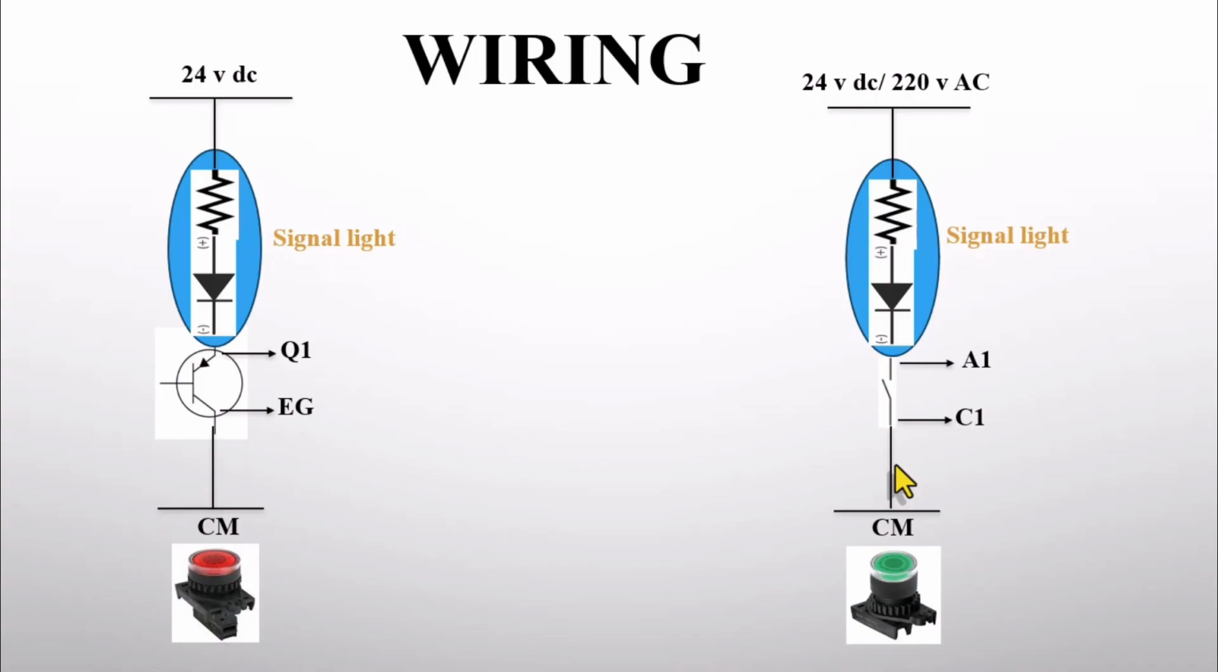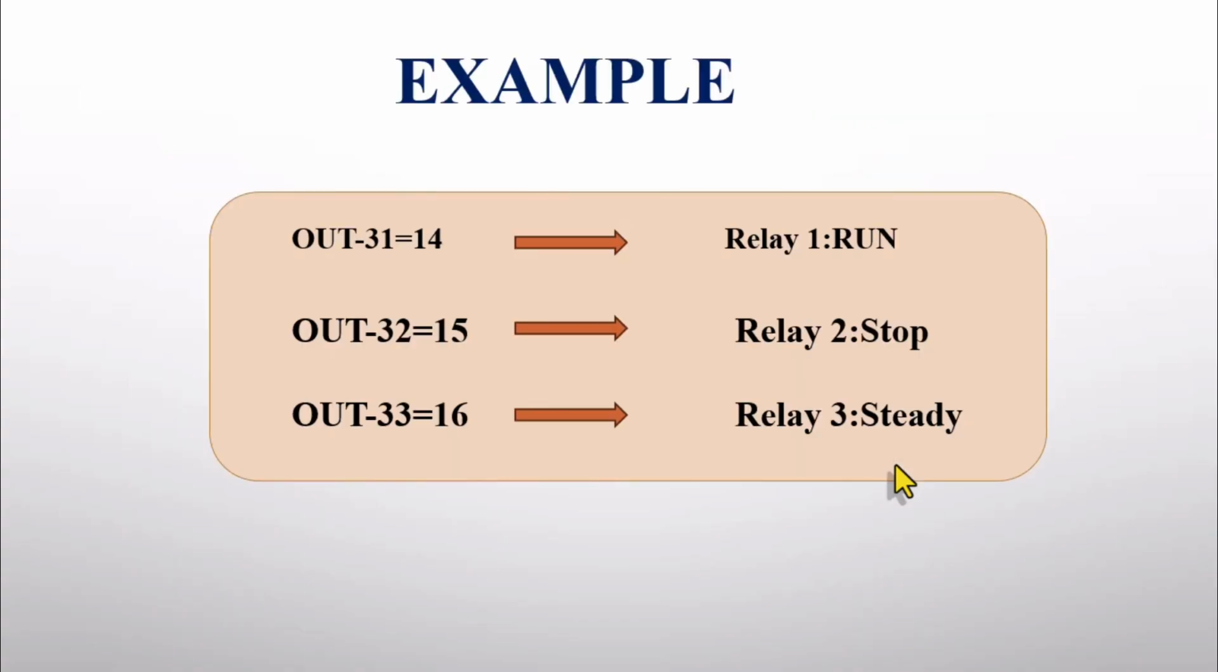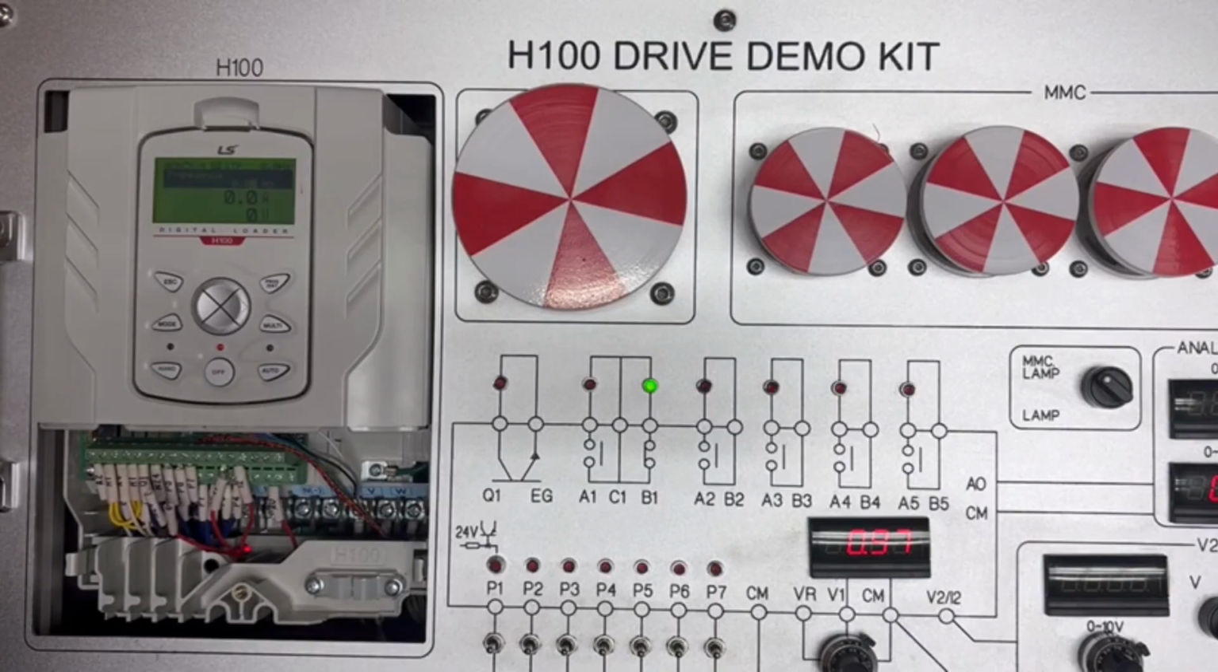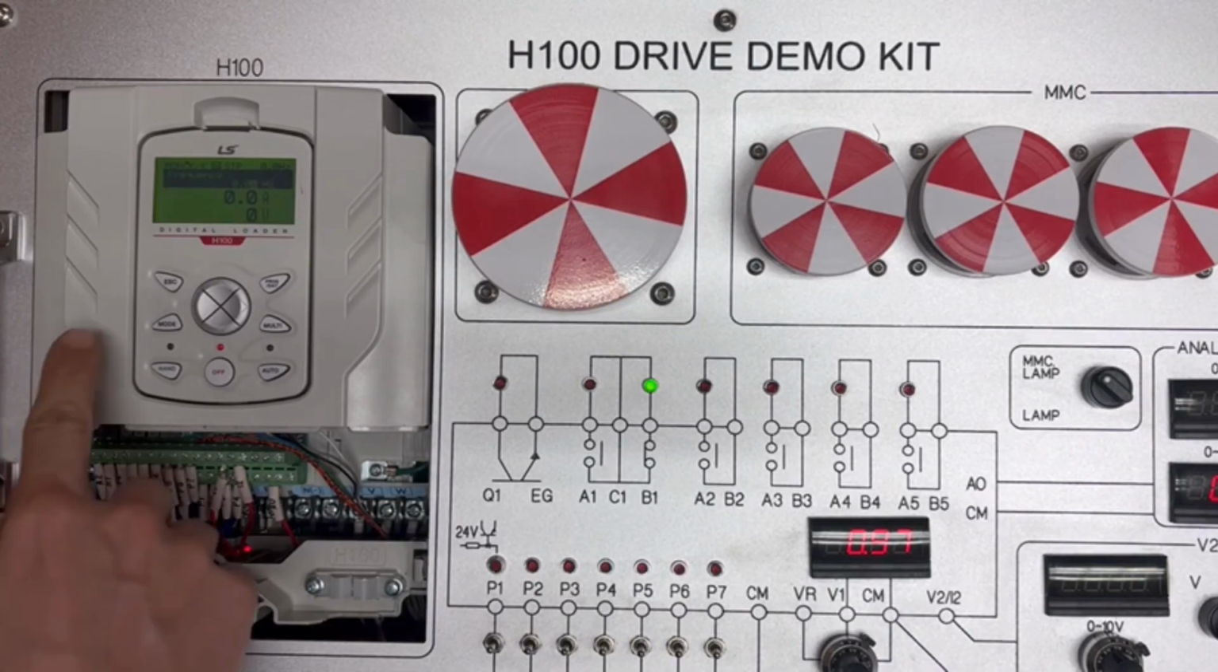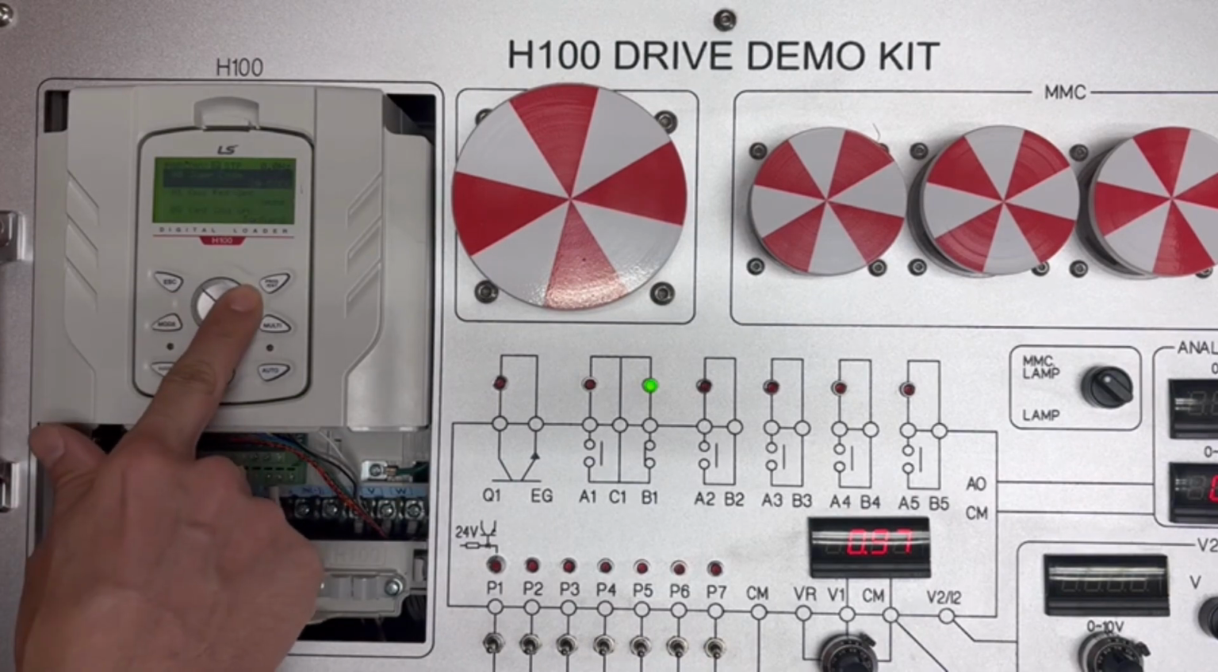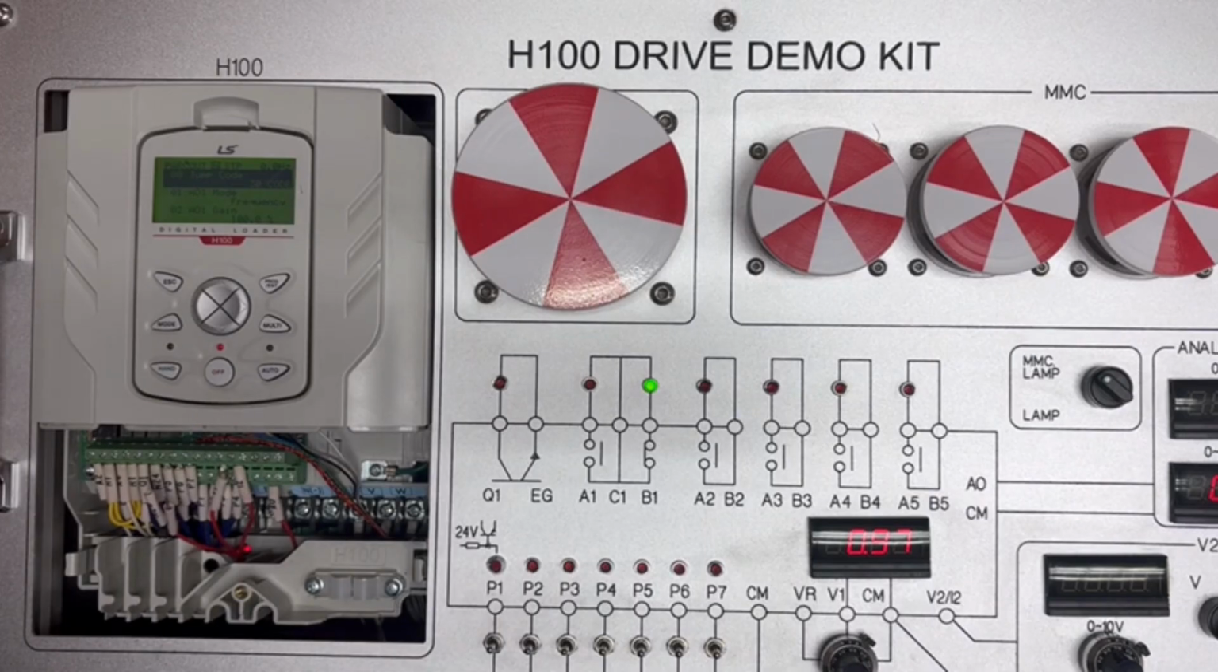Now let's implement the settings we've learned so far on the device. Then let's do the example we discussed here together. We said that in order to configure the relays of the inverter H100, we need to enter the OUT group related to the relay outputs. To enter the OUT group, we press the mode key to enter the parameter group, then use the right key to go to the OUT group.